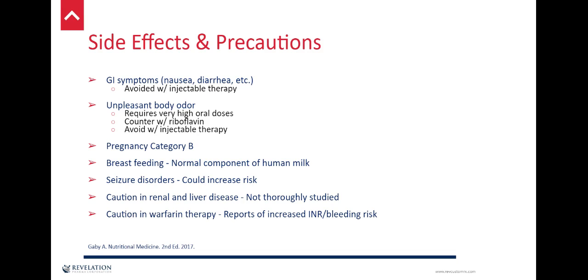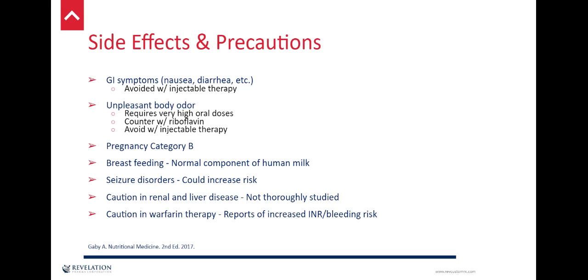Notably, in seizure disorders, L-carnitine has been shown to potentially increase risk, so we recommend avoiding it in seizure disorders. Then just caution in renal and liver disease in general, just because it's not thoroughly studied there. It is renally excreted, but there's nothing that indicates it would really be an issue. It's just not heavily studied, so something to have caution with.